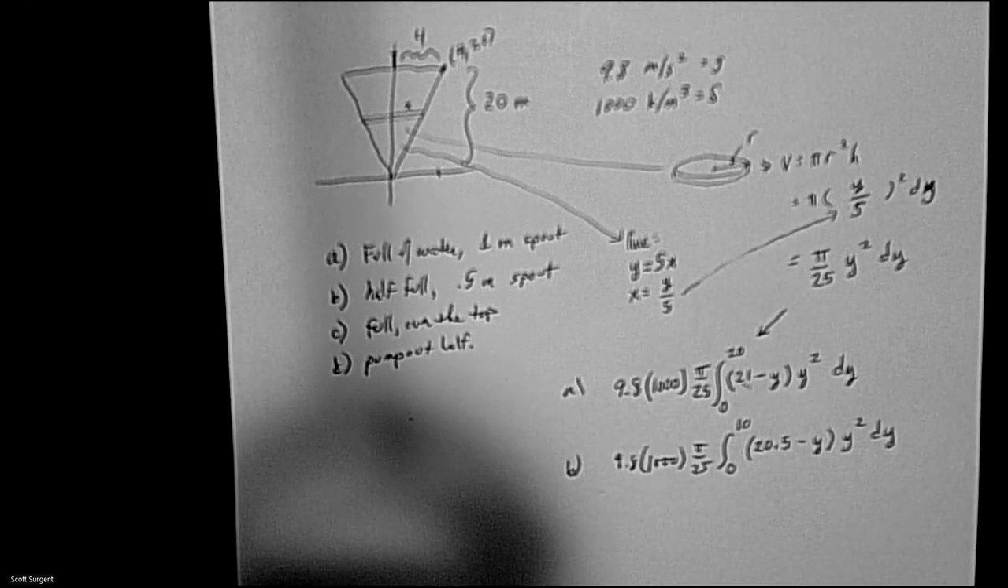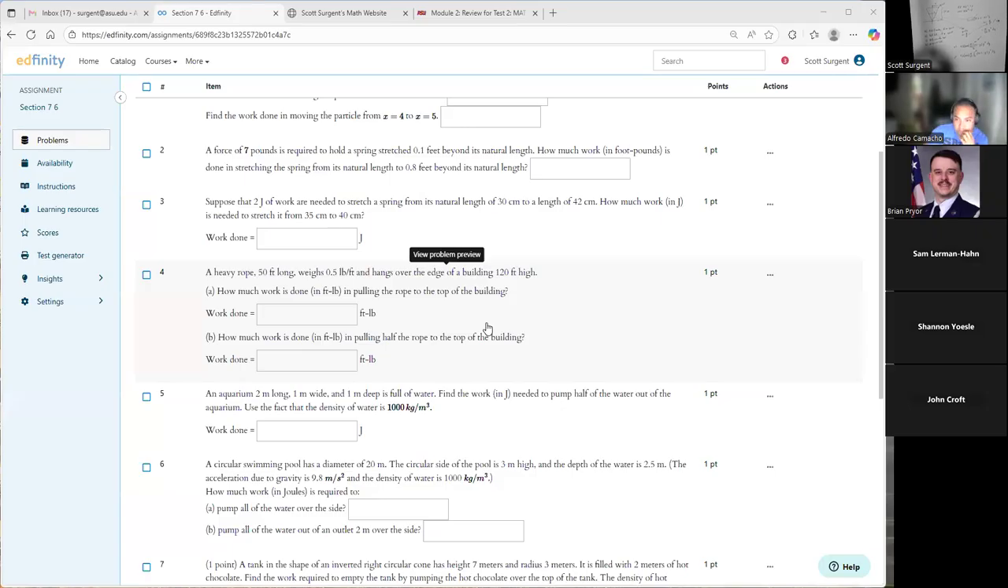All right, so I'm going to share the screen. Number 4, a heavy rope, 50 feet long, weighs half a pound per foot, hangs over the edge of a building 120 feet high. And by the way, the height of the building is irrelevant. It just needs to be taller than 50 feet because otherwise it sits on the ground.